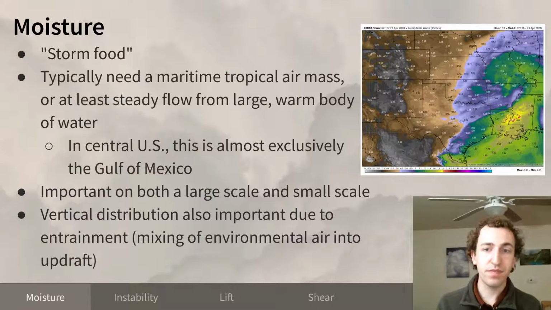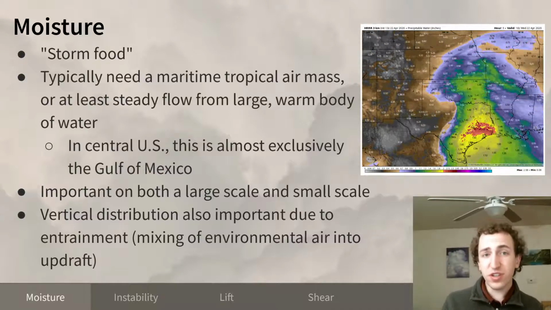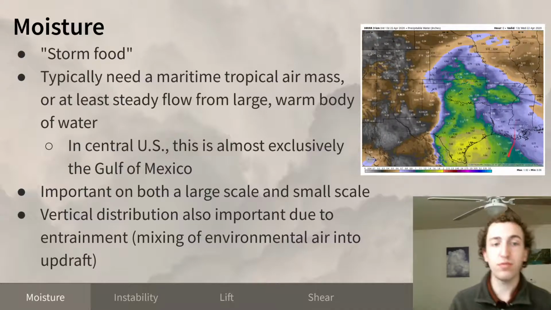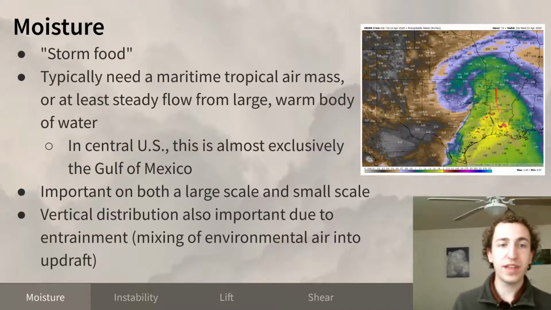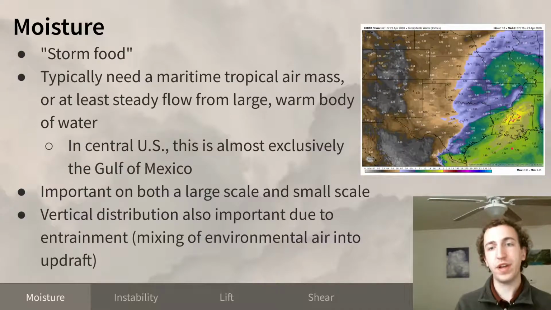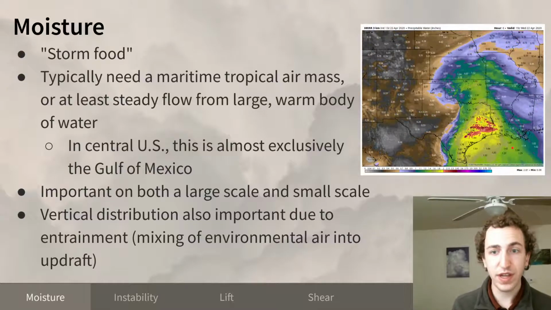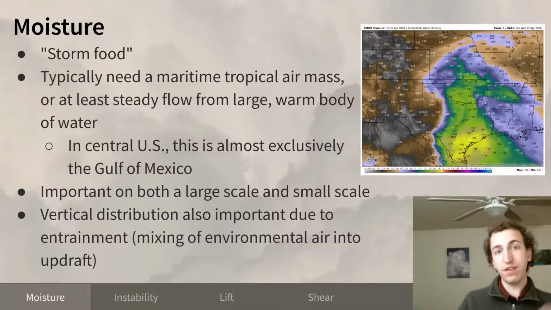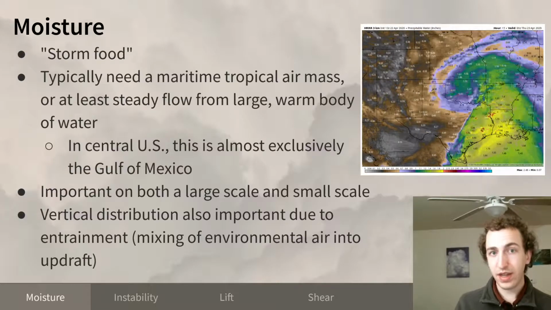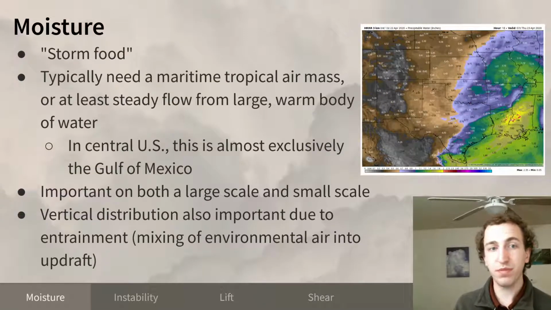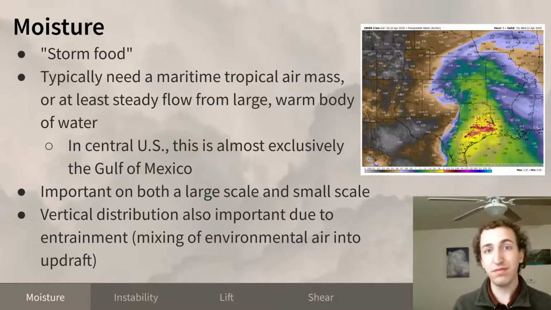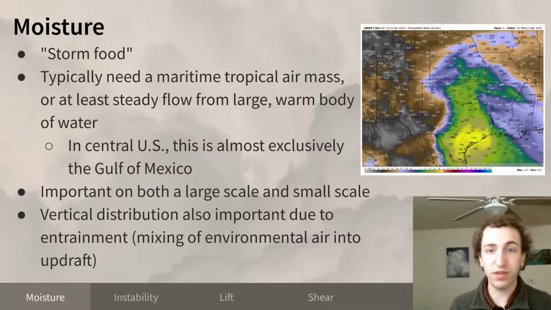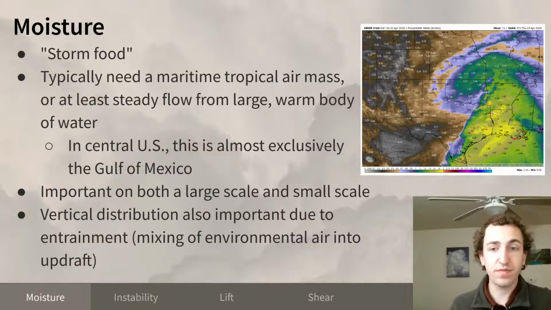And moisture is important on both a large scale, talking synoptic scale moisture, where we need the overall moisture transport and large air masses of warm, moist air. But also on the small scale, if individual storm elements get cut off from the main moisture supply, they'll dissipate and go away. So there needs to be that continual supply of moisture in order for them to keep on going.